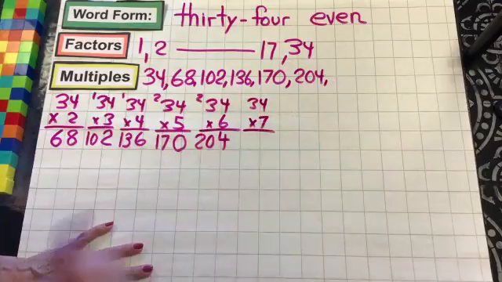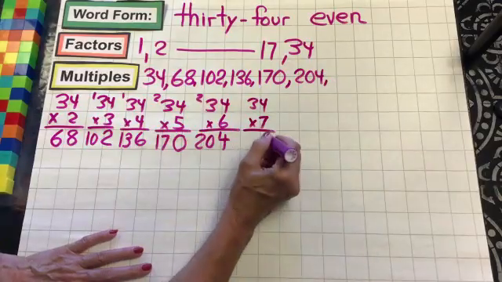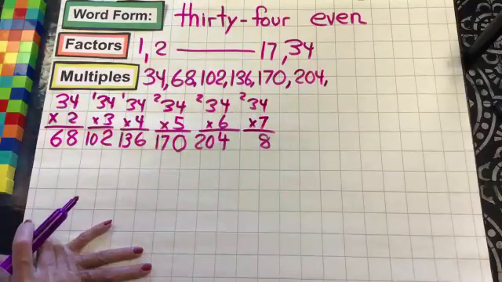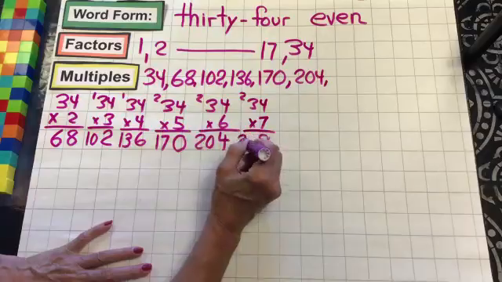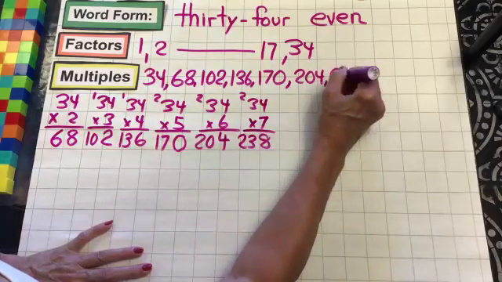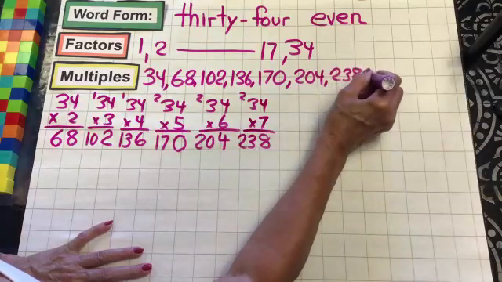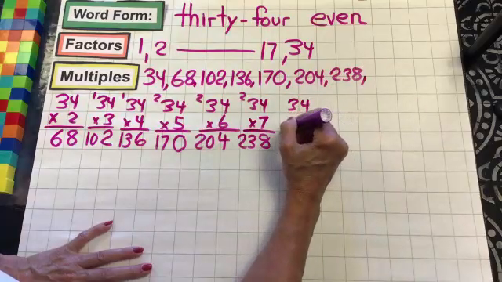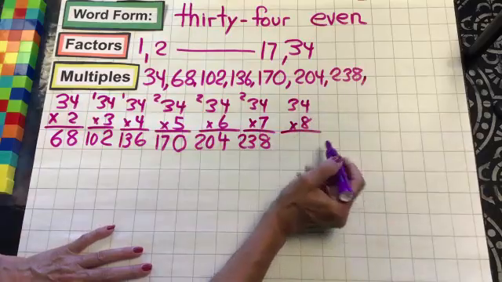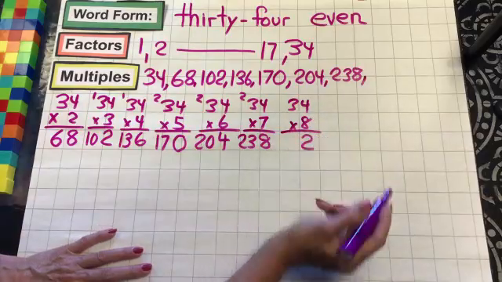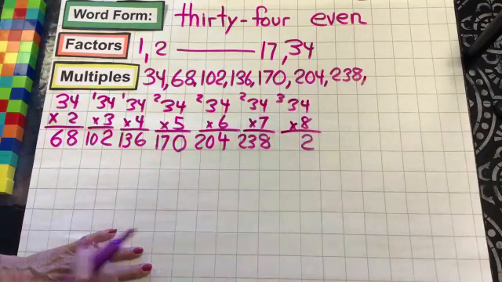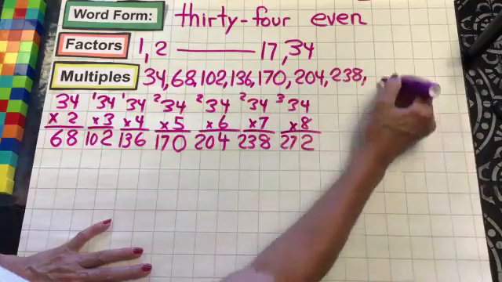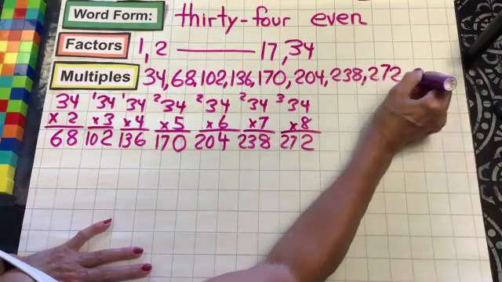All right, 7 times 34. 7 times 4 is 28. Drop the 8, carry the 2. 7 times 3 is 21, plus 2 is 23. 238. Let's do 8 times 34. 8 34s. 8 times 4 is 32. We drop the 2, carry the 3. 8 times 3 is 24, plus 3 is 27. So we have 272.